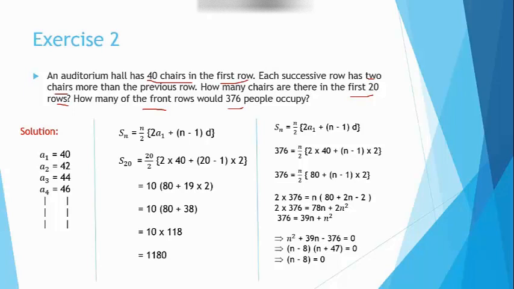So this is a quadratic equation, which we can write as n squared plus 39n take away 376 equals 0. By resolving the quadratic equation, we get n take away 8 in brackets times n plus 47 in brackets equals 0. So the solutions are n take away 8 equals 0 and n plus 47 equals 0. n plus 47 equals 0 cannot give a positive value for the number of rows. So the actual answer is n take away 8 equals 0, which gives n equals 8. So the number of front rows that 376 people could occupy is 8 rows.